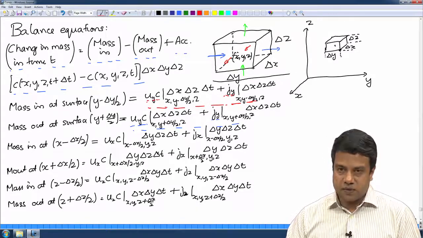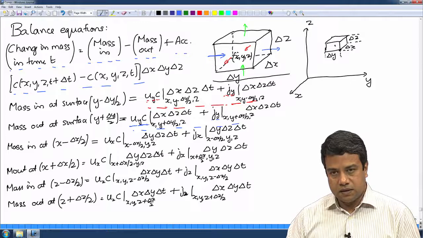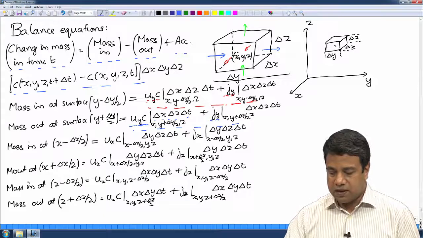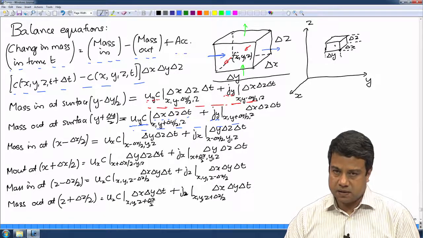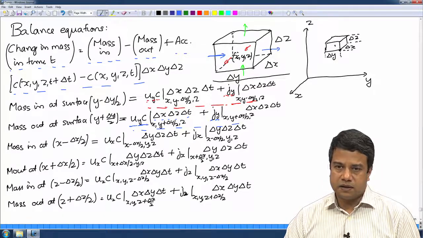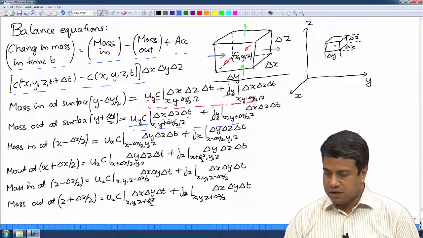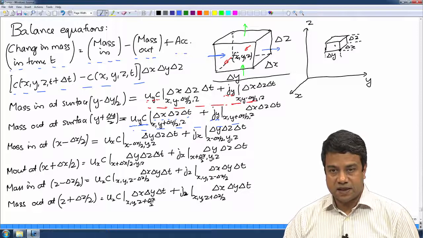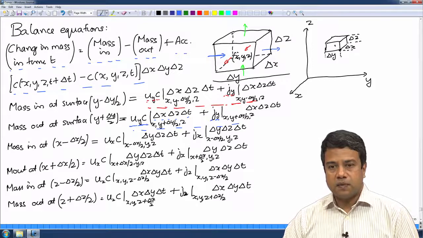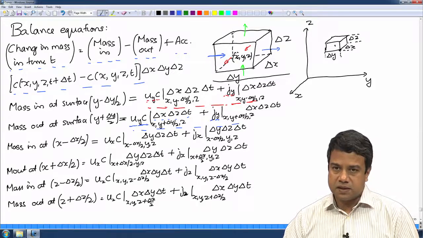That mass, convection once again, is uy times c, that is the flux times the surface area and time, and diffusion is jy times the surface area times time. Okay. And similarly, we had calculated fluxes from the front and the rear surfaces, which are perpendicular to the x axis. Okay. So, they are separated by a distance delta x, and the top and the bottom surfaces which are perpendicular to the z axis, and they are separated by a distance delta z. Okay.